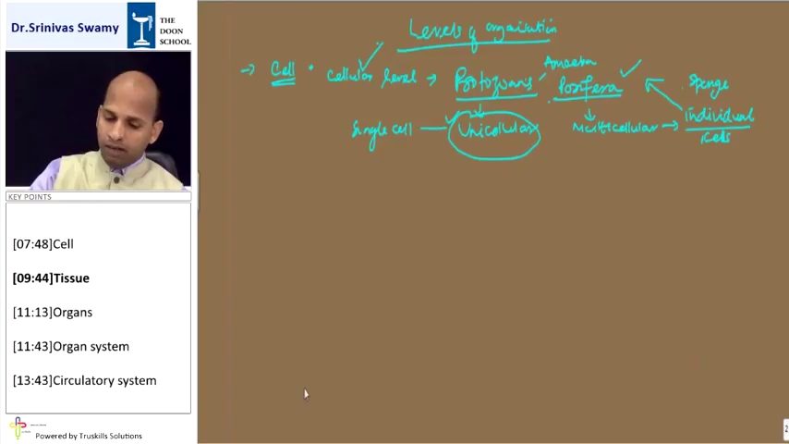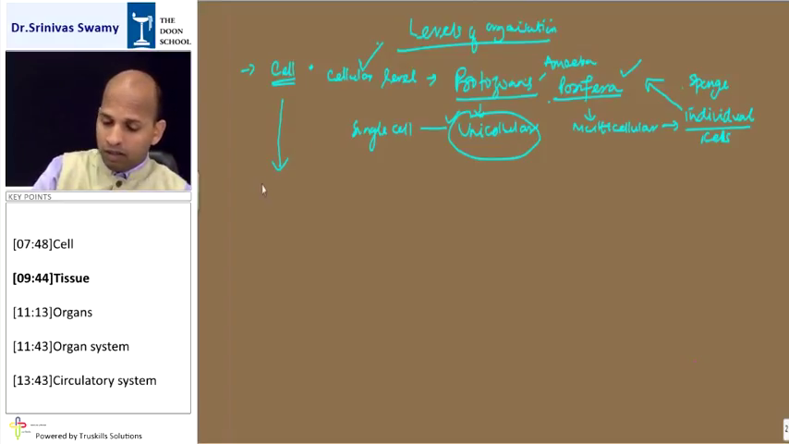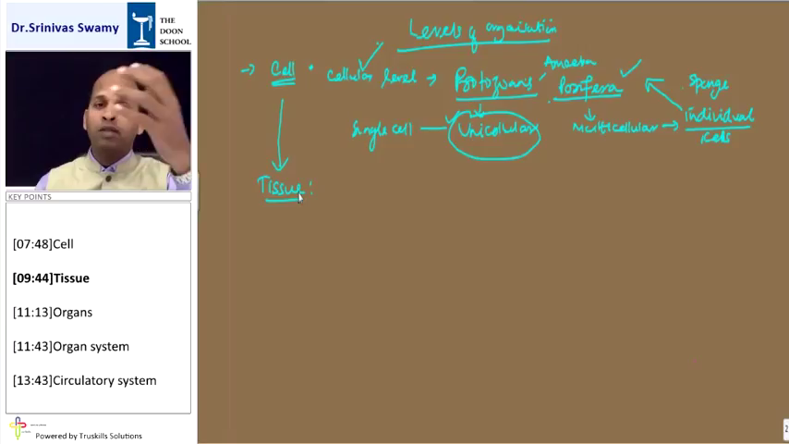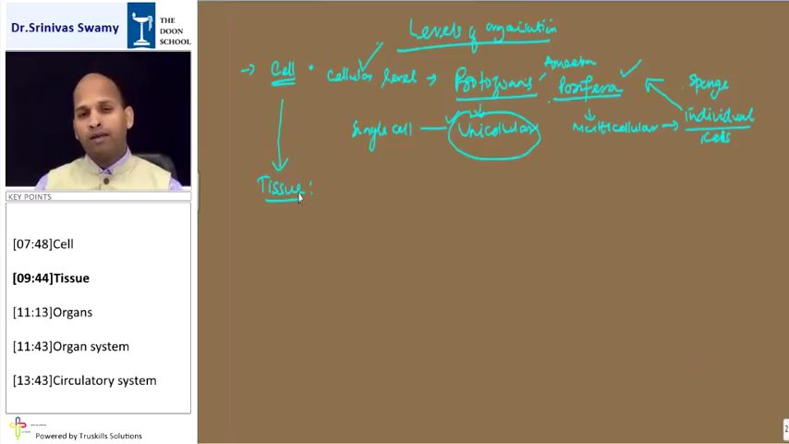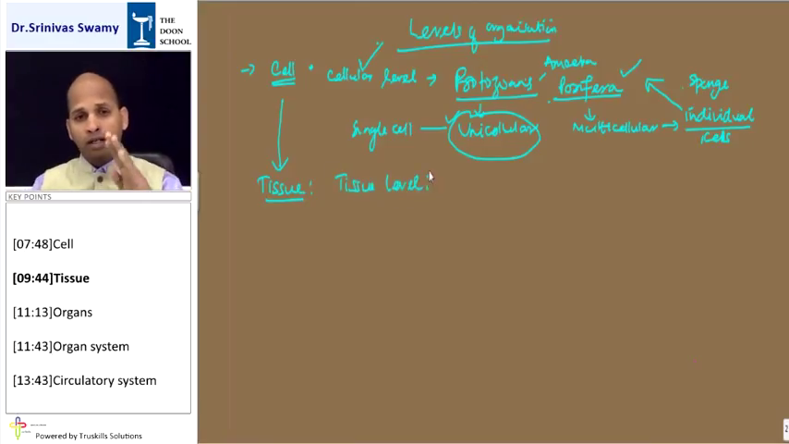The next level, of course, is when a group of cells, similar in shape and size, combine together to perform the same function. What is it called? It is called a tissue. So there are some organisms or animals which show tissue level of organization, in which they have certain tissues to function. Okay, so the next level of organization is tissue level, and animals are categorized under that as well.